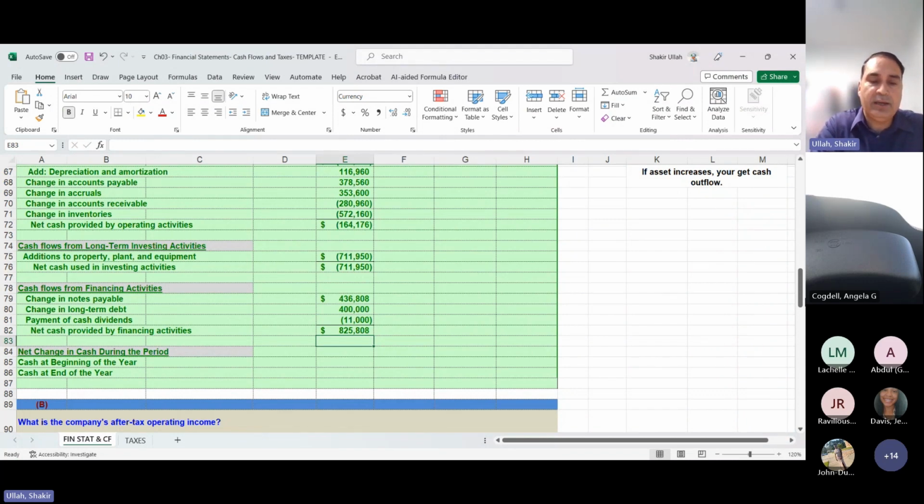So that means we got $825,808 from the financiers in order to finance that business. And where is that coming from? It is coming from the short-term borrowing in the form of notes payable, and long-term borrowing in the form of the long-term debt.